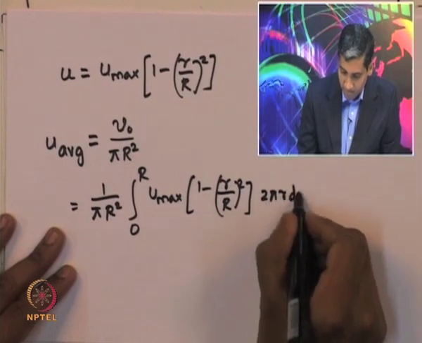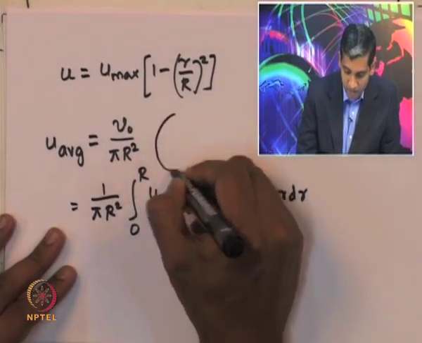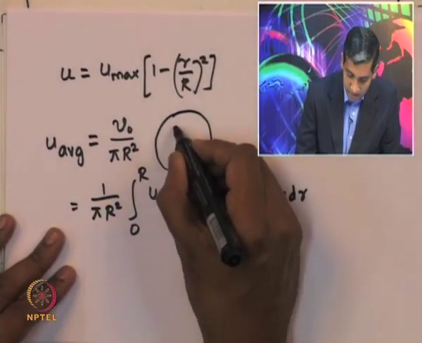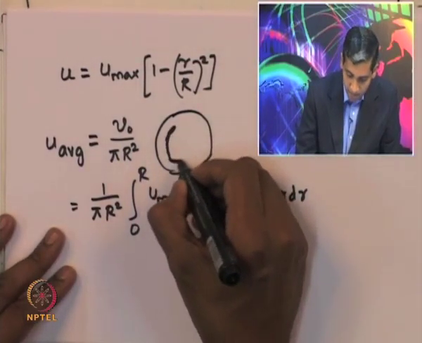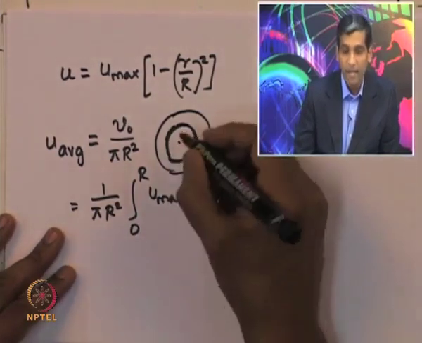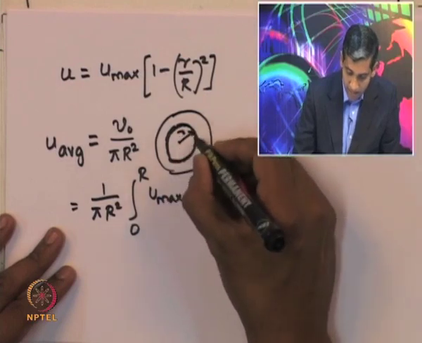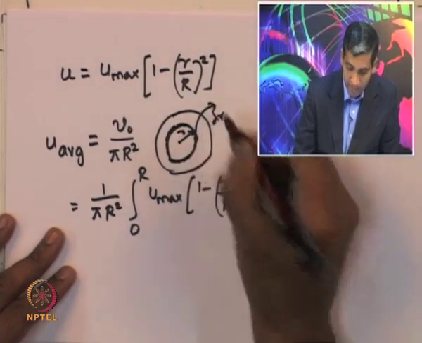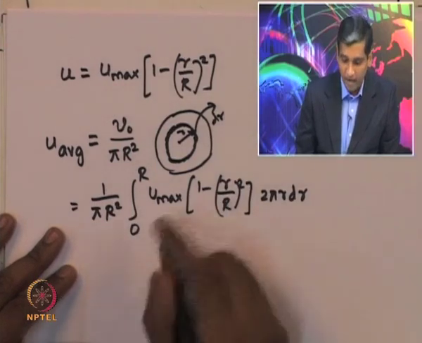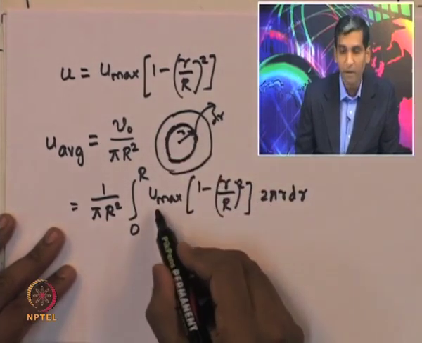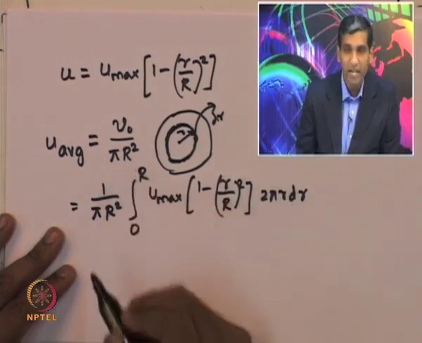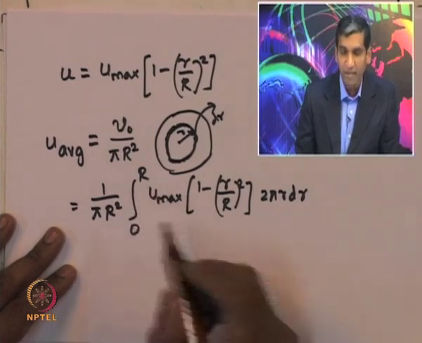dr. Here I have assumed that if this is the cross section of the reactor, then there is a small element present here from the center, located at a distance r, and the thickness of this is dr. Therefore, the volumetric flow rate of the fluid at any cross section is given by the local velocity multiplied by 2 pi r dr, integrated between 0 and R.